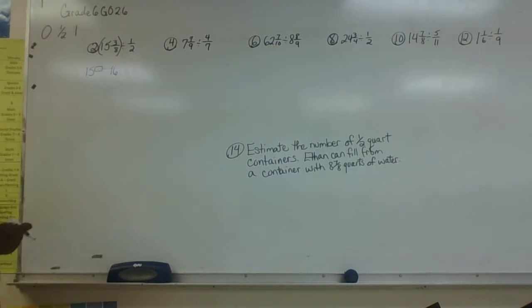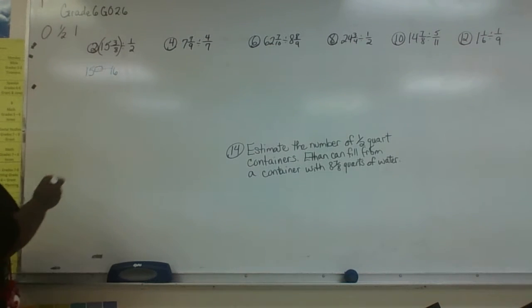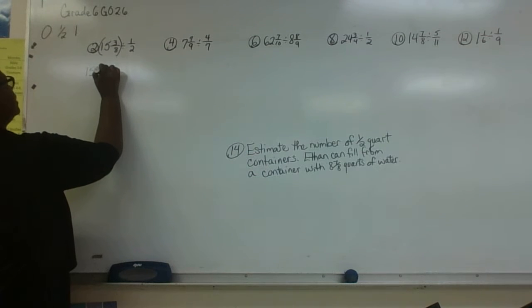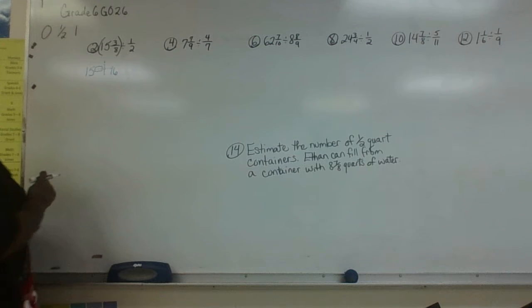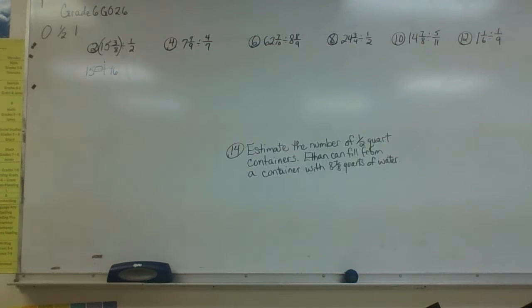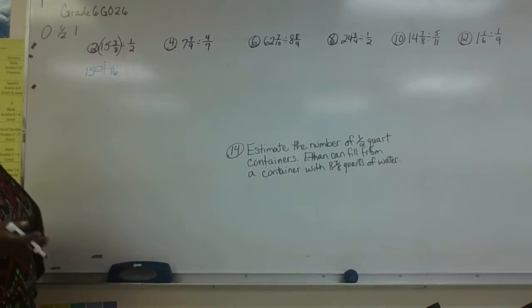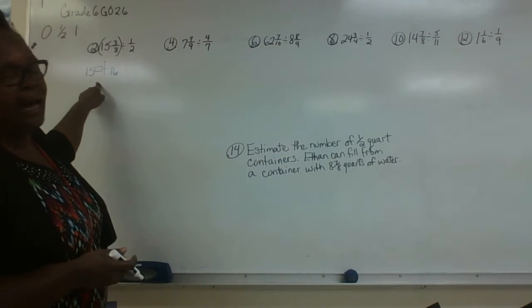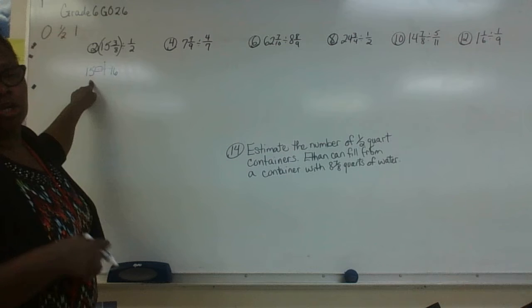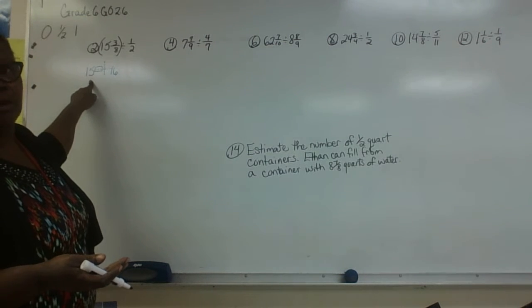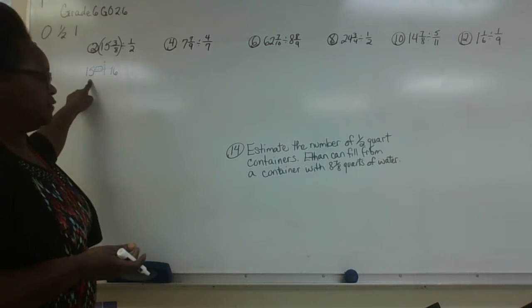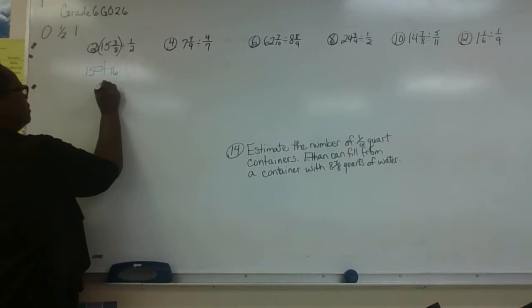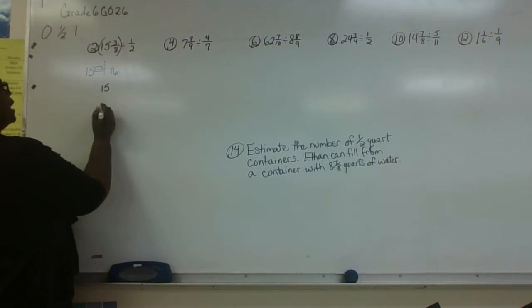Since I have 3 of them, and I know half of them is right here at 4, I didn't quite reach half. So I will not make any change to the whole amount. It will remain at 15. So that's my estimated amount for this fraction.